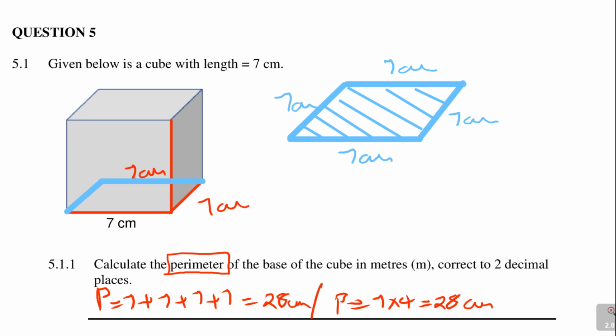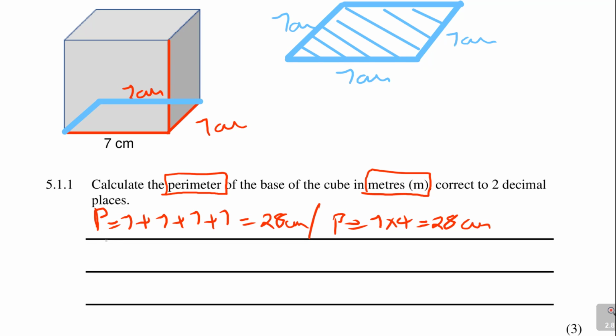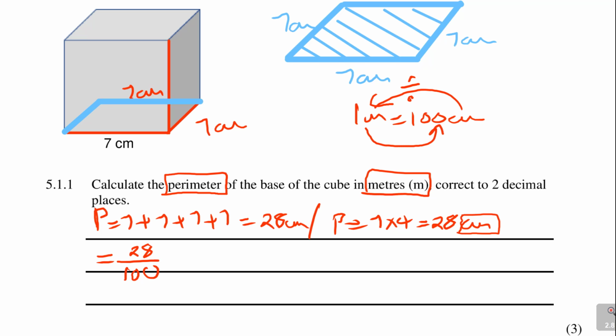But the question says, calculate the base of the cube in meters. Be careful of such small things. So you have to convert centimeters to meters. What do you do? Then you can say equal to, 28 over 100. Why? Because guys, you must remember 1 meter is equal to 100 centimeters. Are you with me? So now when you are going from the smaller to the bigger, you divide. But when you're going from the bigger to the smaller, you multiply. Don't forget that. So that's why we divide.